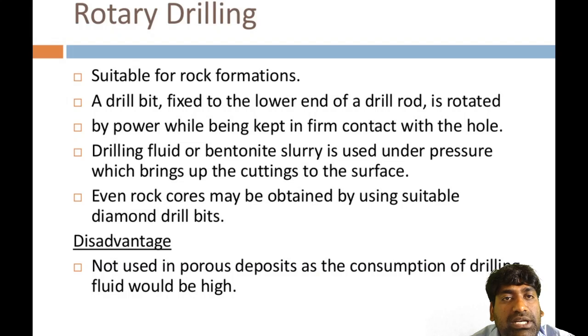Rotary drilling, suitable for rock formation. A drill bit fixed to the lower end of the drill rod is rotated by power while being kept in firm contact with the hole. Drilling fluid or bentonite slurry is used under pressure, which brings up the cuttings to the surface. Even rock cores may be obtained by using suitable diamond drill bits. Disadvantages: not used in porous deposits as the consumption of drilling fluid will be high.